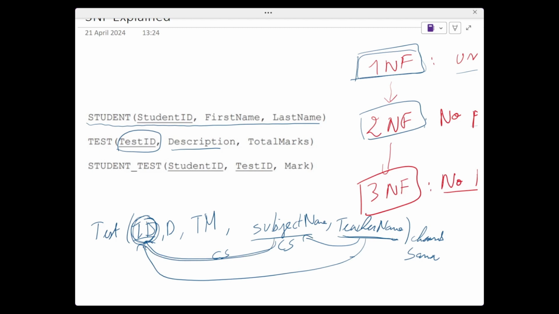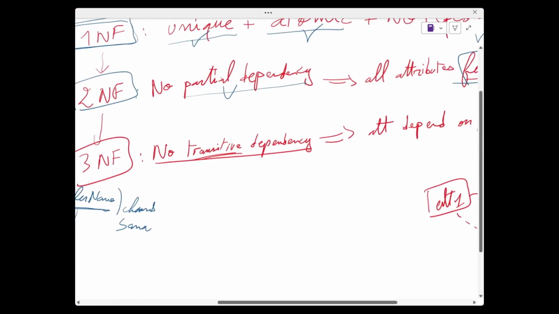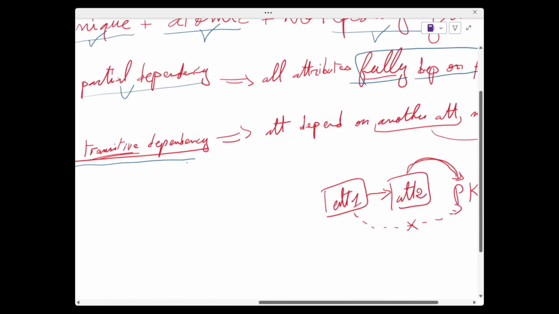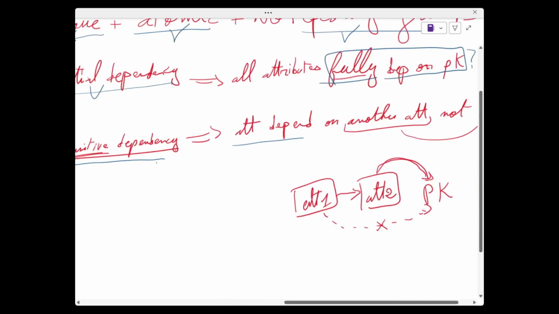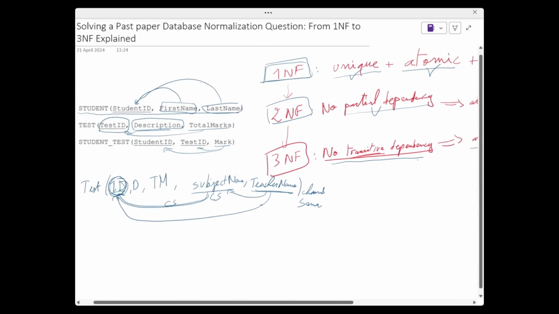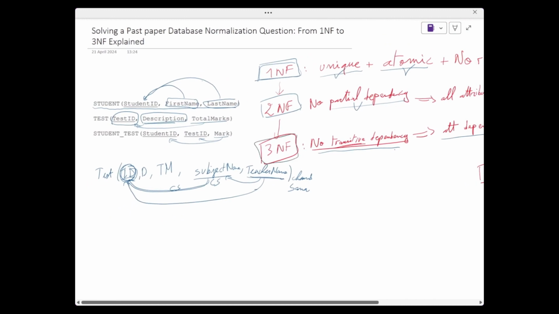Let's check here if we have transitive dependency. The first name is directly dependent on the student ID, as well as the last name. The description is directly dependent on the test ID. The total mark is directly dependent. The mark is directly dependent on the test ID and student ID. So here there is no transitive dependency. All the attributes are dependent directly on their primary keys. We can say that we are in the third normal form.